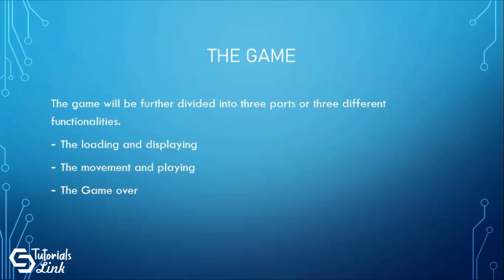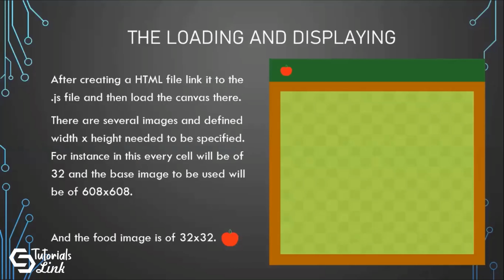Of course, when there is a game, there are some rules which decide when the game is over. And the rules are simple: the snake should not touch the boundaries, and it should not touch itself. For this we have to keep in mind several things: whether the head is touching the body of the array, or whether the head is touching the canvas boundary at a certain x and y coordinate. So, the loading and the displaying.